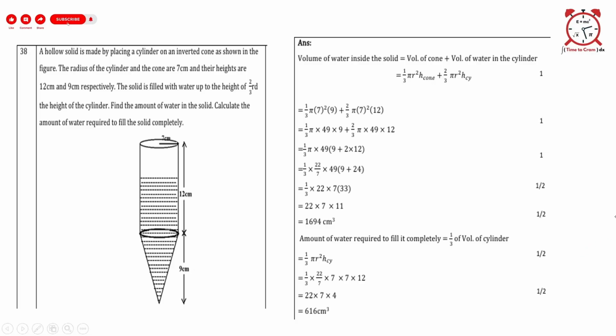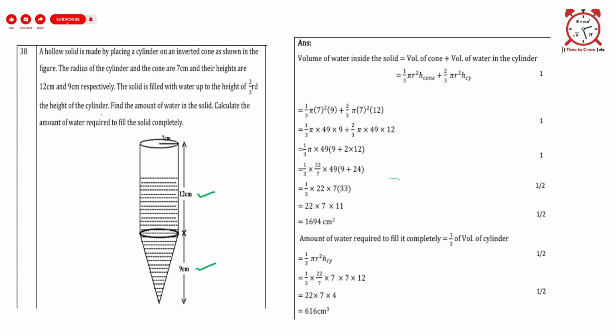Here, in the flow of the sum, somewhere we missed out. We started the questions of 4 marks, and now we are reaching the last question. It is only one question of 5 marks. Here also there is an internal option. A hollow solid is made by placing a cylinder on an inverted cone as shown in the figure. In that way, two objects are there, cylinder and cone, and one solid object is made, and water is filled in the vessel. The radius of the cylinder and cone are the same, 7 centimeter. The height of the cylinder is 12 centimeter, and the height of the cone is 9 centimeter, respectively.